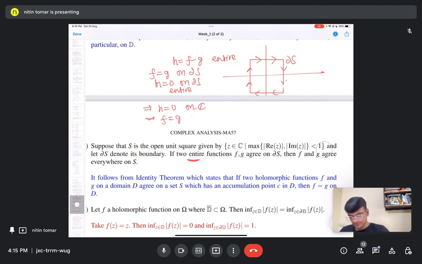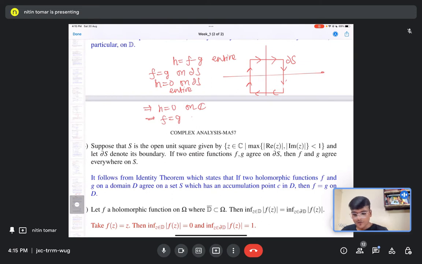Doubt, sir. How do you take h equal to f minus g? See what we have. See, identity theorem says if a function is 0 on some set which has an accumulation point, which has a limit point in the domain, then the function will be 0, right? You agree with this?